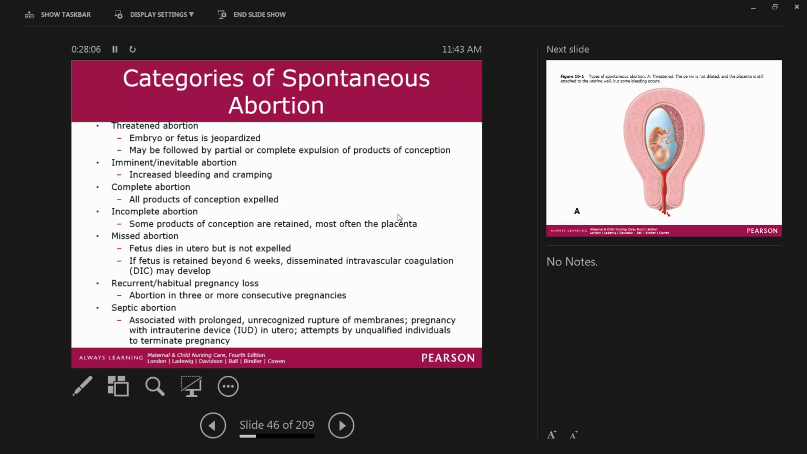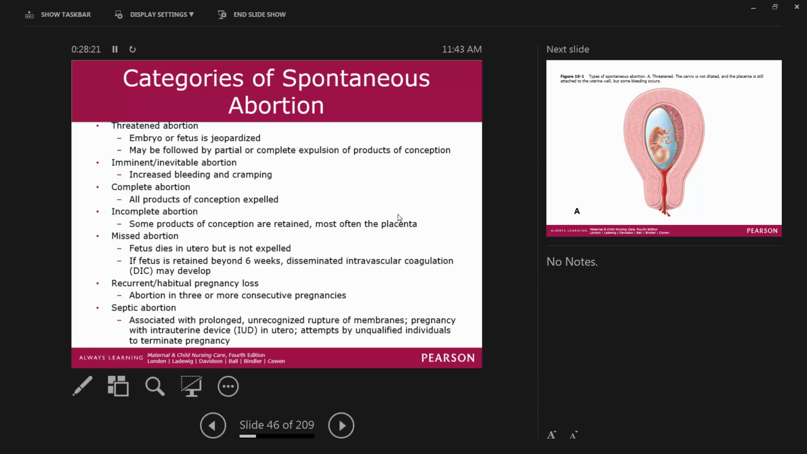And it says if the fetus is retained beyond 6 weeks, like if you let that go to 6 weeks before you intervene, then you've missed the boat, or the doc has. Like, that's just cruel.